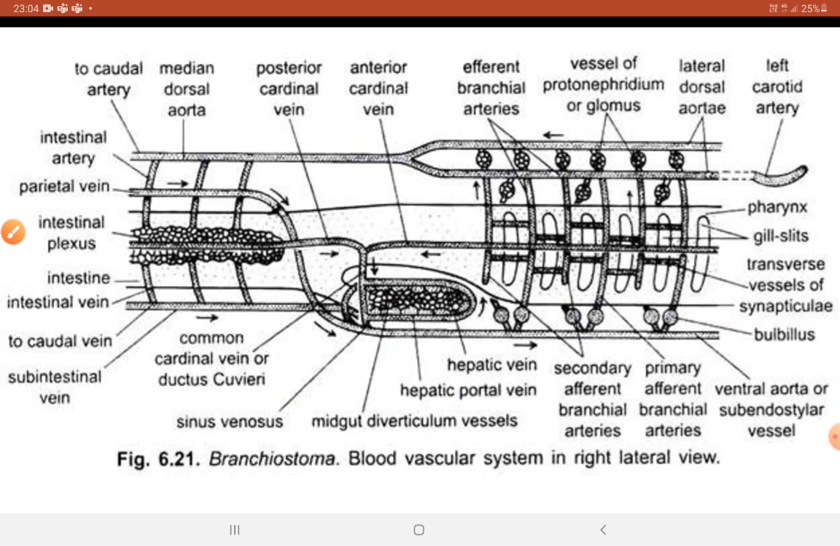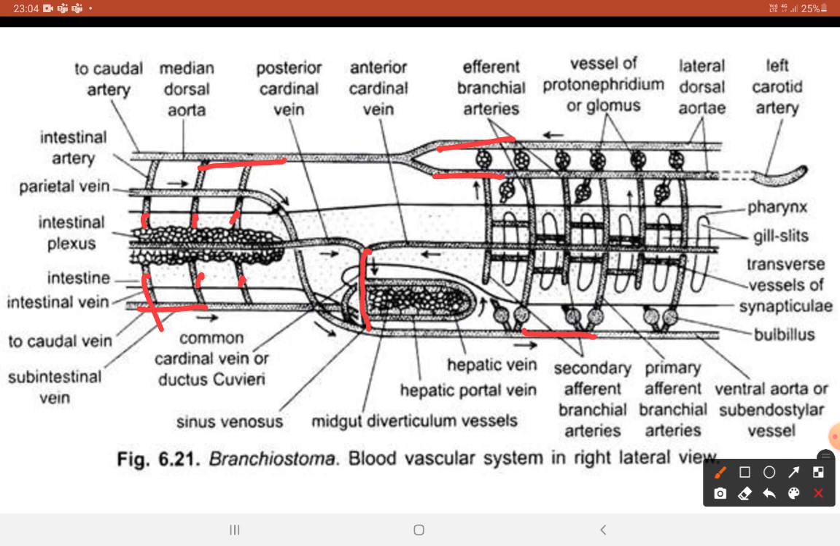Next is the cardinal veins. Now we have learnt about these blood vessels. We know this is the ventral aorta, this is the median dorsal aorta, these are the two lateral dorsal aortae, and these are the intestinal arteries, and these are the intestinal veins. Now here you can see that there is one major blood vessel coming here, and this is nothing but the cardinal vein.